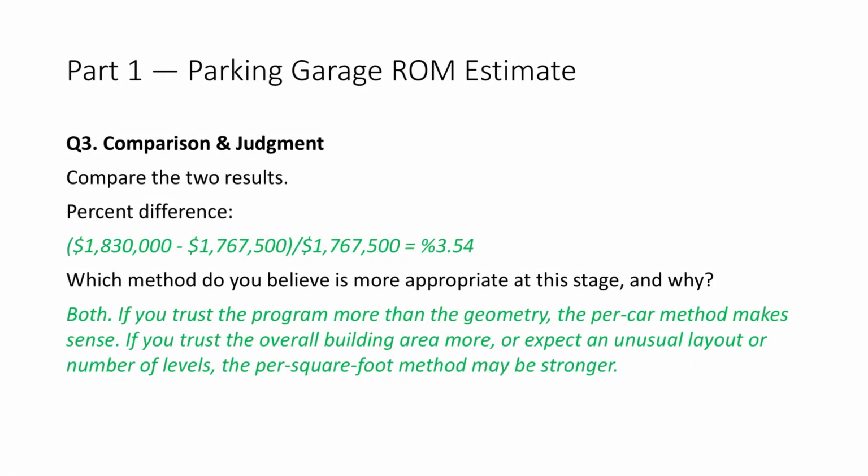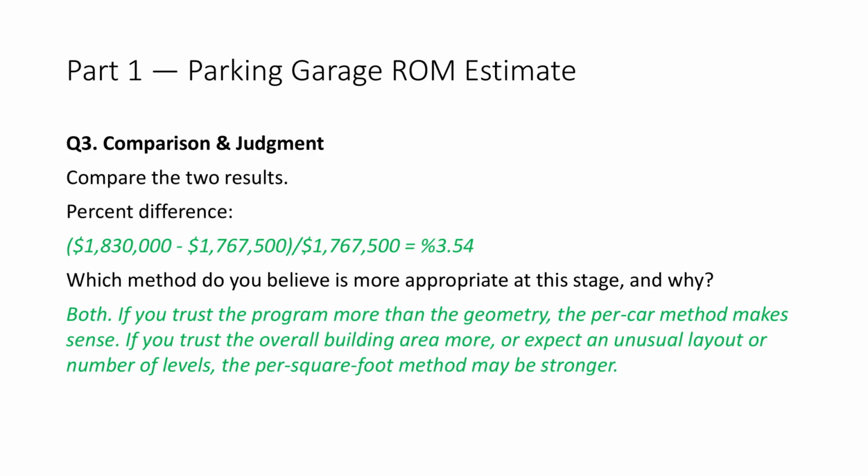Now let's compare the two results. Using the per car method, we get about $1.83 million. Using the per square foot method, we get about $1.77 million. To understand whether that difference matters at the ROM stage, we look at it as a percentage. Relative to the lower number, that works out to about 3 to 4%. In other words, these two estimates are very close.